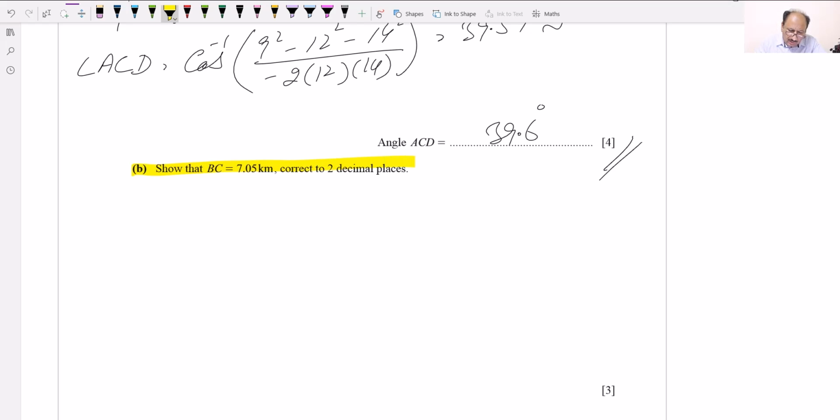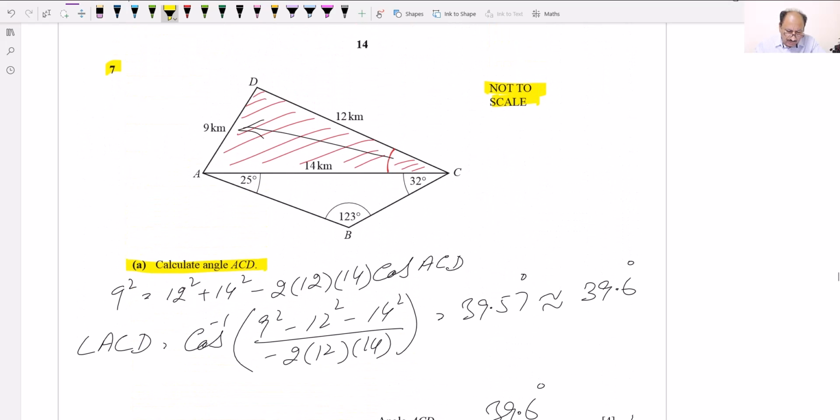Show that BC is equal to 7.05 kilometers, correct to 2 decimal places. So we need to calculate BC. BC is this length, so basically we can use the sine rule. We have 14 and its opposite angle, and we can use this other angle and this side, which is BC.